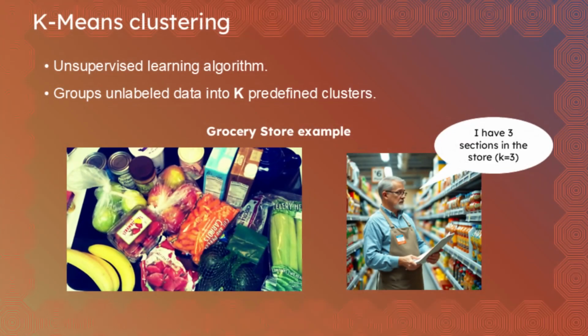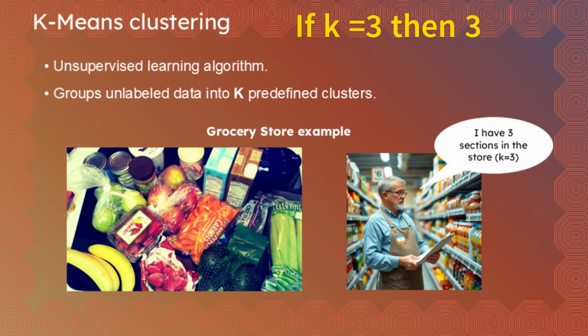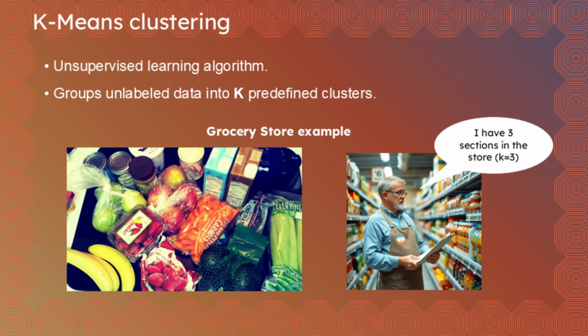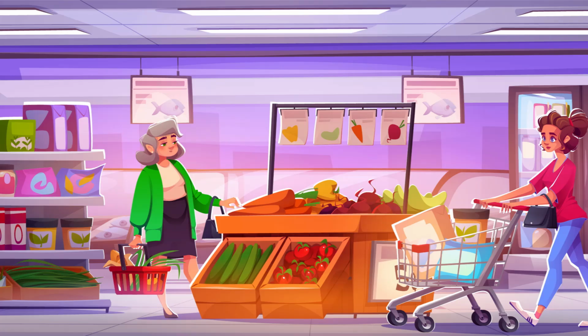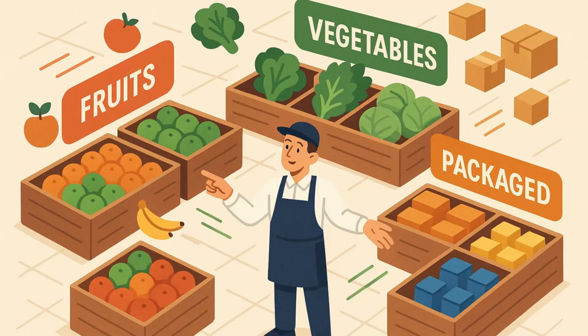K-means clustering is an unsupervised learning algorithm used to group unlabeled data into clusters. The number of clusters, represented by K, is predefined before the algorithm runs. So if K equals 2, the data will be grouped into 2 clusters. If K equals 3, it will form 3 clusters, and so on. Let's understand this with a grocery store analogy. Imagine a store manager organizing items into different sections, say fruits, vegetables, and packaged goods.